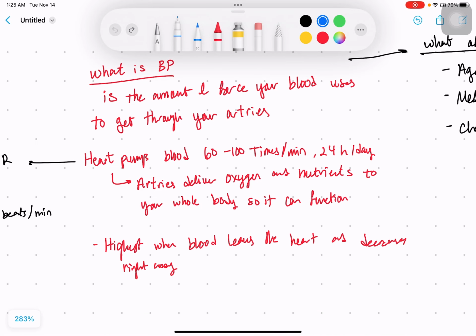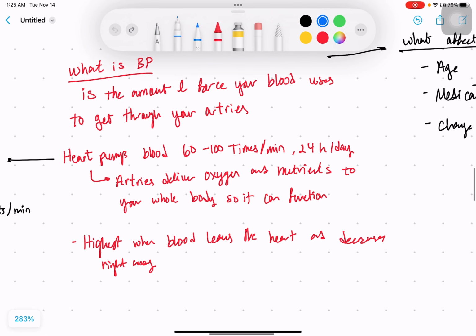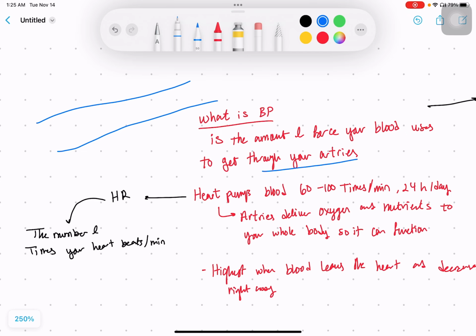Blood pressure is the amount of force with which your blood flows through your arteries. So it's very important. Imagine that we have an artery right here, or a vein or something, and we have a bunch of oxygen. What blood pressure measures is the pressure that is exerted on the arterial wall.